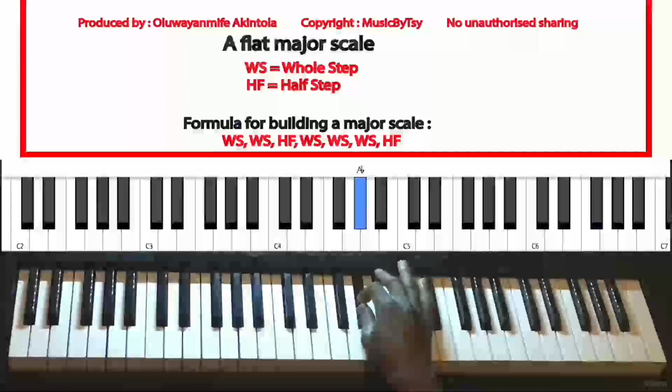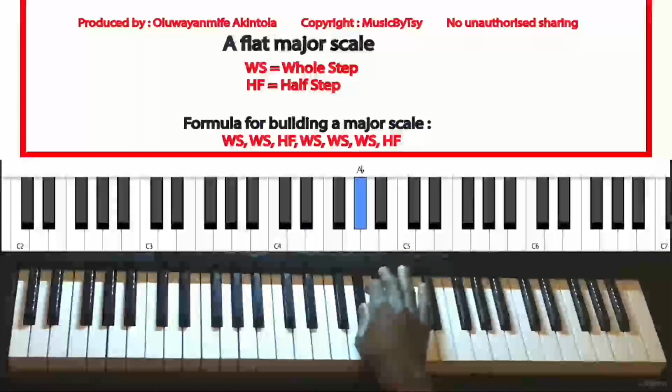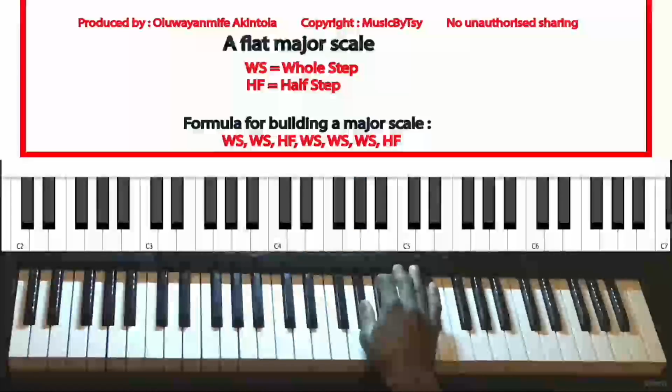Now just before we start, just to remind you, when you move from one key to the next key, for example moving from the key of A flat to the key of A, this is known as moving by a half step. So moving from one key to the next key without skipping any key is known as moving by a half step.